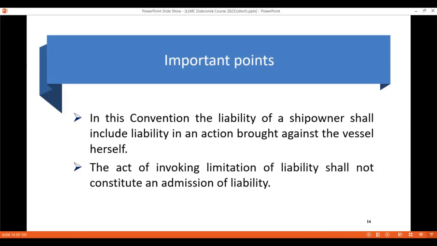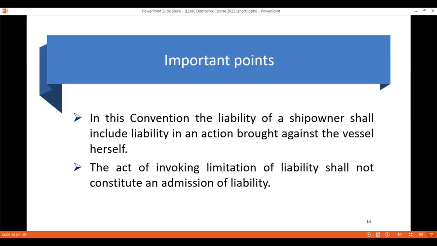And the other point is that the act of invoking limitation of liability does not constitute an admission of liability. And why do I emphasize this? Because one of the first things, and I always say, every lecturer that stands before you will tell you, my topic is the most important. Everyone. One of the curious things about this is that this time it is true.